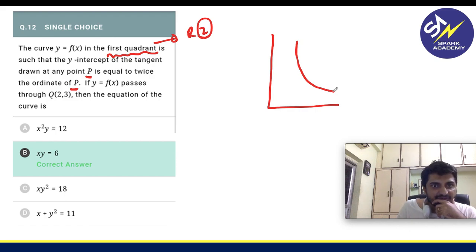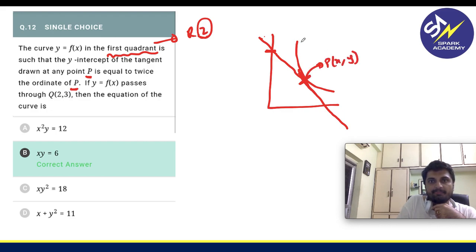The curve in the first quadrant such that the tangent drawn at P is twice the ordinate of P. Y-intercept of the tangent drawn at P. Okay, so this is the tangent I'm taking. Or you take this. So let us say the tangent you are drawing like this. This is the equation of the tangent. So this is P, x comma y. This is y equal to f of x.